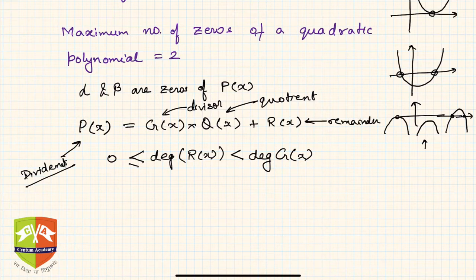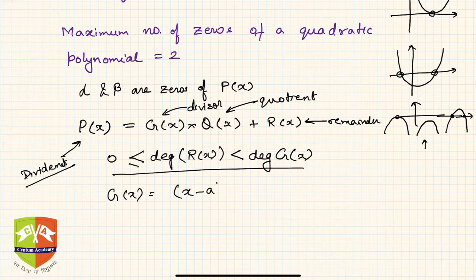The remainder cannot have a degree more than the divisor, because if it does, then you can go for further division once again. So this is a very important point. Now let us say g(x) is x minus alpha. So what will it become? p(x) is equal to (x minus alpha) times some q(x) plus r(x).